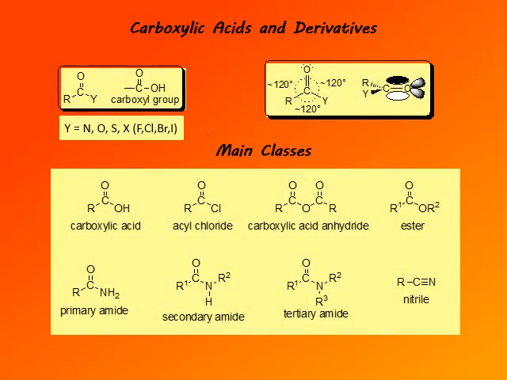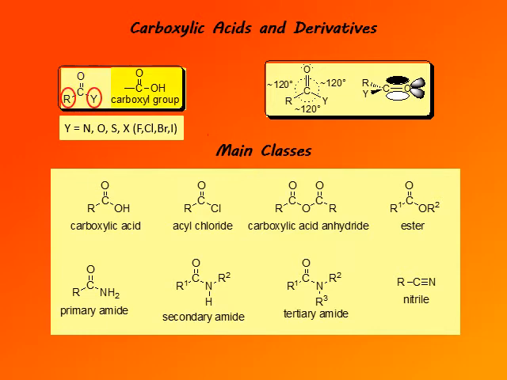Carboxylic acids and derivatives are carbonyl compounds that contain a non-metal as a substituent on the carbonyl carbon. Here it is indicated by the symbol Y. So typical nonmetals could be nitrogen, oxygen, sulfur, or one of the halogen atoms: fluorine, chlorine, bromine, or iodine. The common symbol for halogen is X. We encountered symbols X and Y earlier in this course. The other substituent on the carbonyl carbon is typically a hydrocarbon, indicated here as R, or it could be a hydrogen.